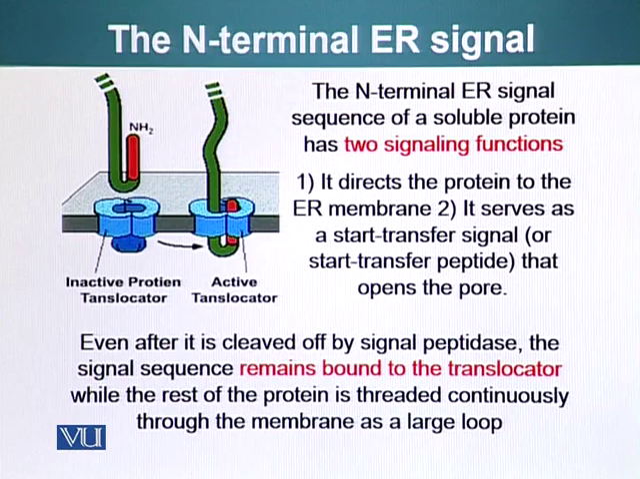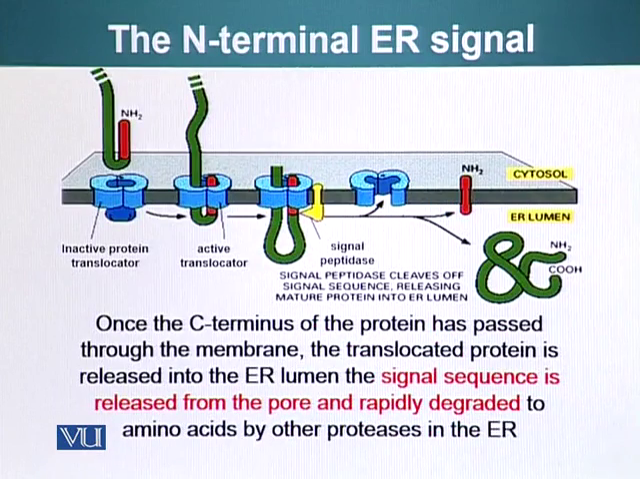Even after the signal sequence has been cleaved off by specific enzymes called signal peptidases, the signal sequence remains bound to the translocator while the rest of the protein is threaded continuously through the translocator as a large loop. So let's look at that. Here is our signal sequence. It was recognized by SRP, which allowed it to move to the translocator. The plug opened up and was removed from the translocator. Notice the signal sequence is still bound to the translocator, which is keeping this structure open, and the protein is now being threaded through this translocator.